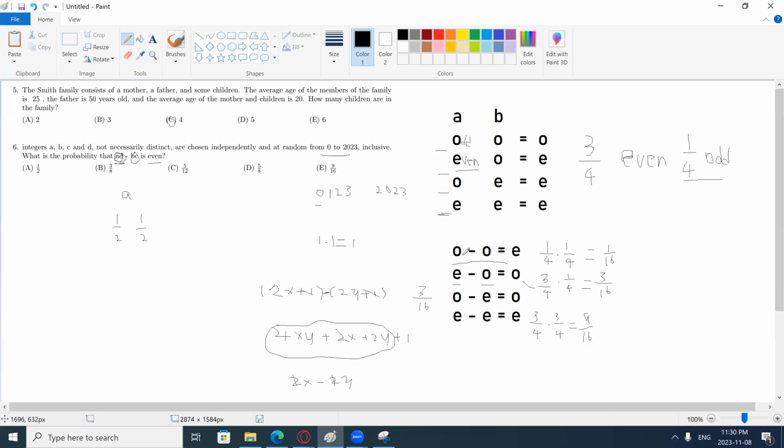So it is asking, what's the probability that this is even? The probability that this is even is the probability of this case happening combined with the probability of this case happening. So it will be 1/16 plus 9/16. This is equal to 10/16, but we can simplify this to 5/8. So the answer is D.